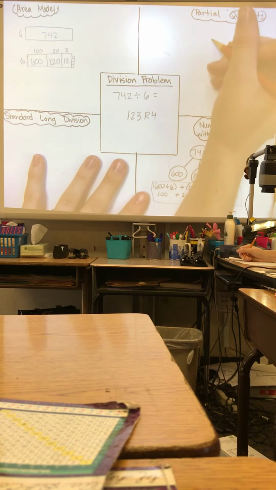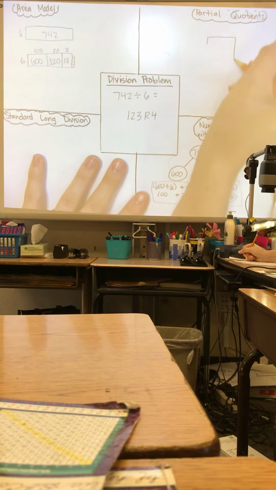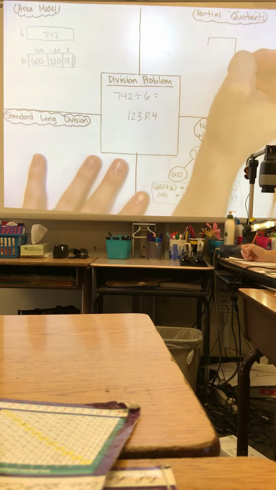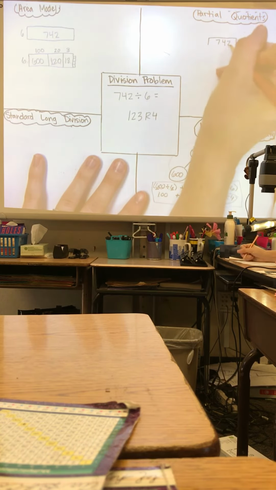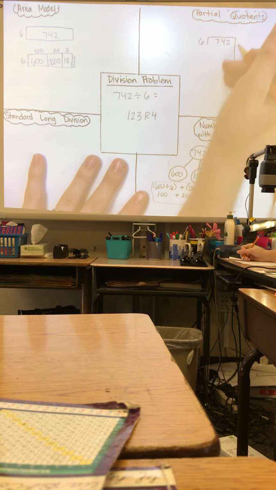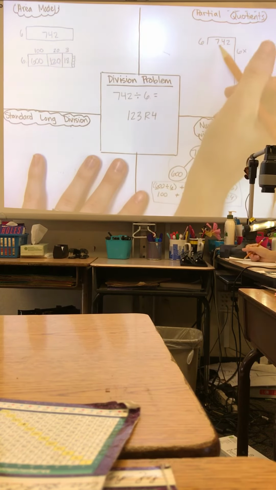When I go to partial quotients, this is when we call it the hangman. In class, we're drawing our partial box to show our partial quotients. We put our dividend inside, we put our divisor on the outside, and then we ask ourselves, how many groups of 6 can get us the closest to 742? Well, I know 6 times what equals 742?